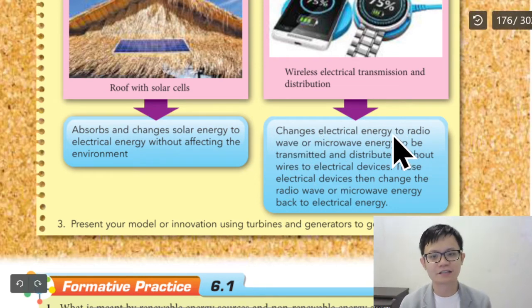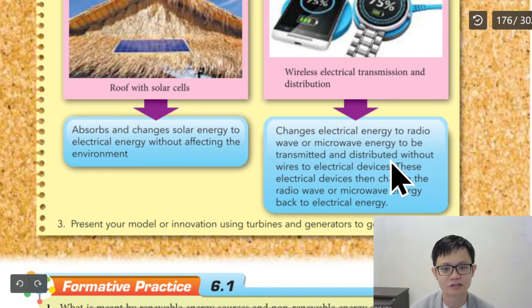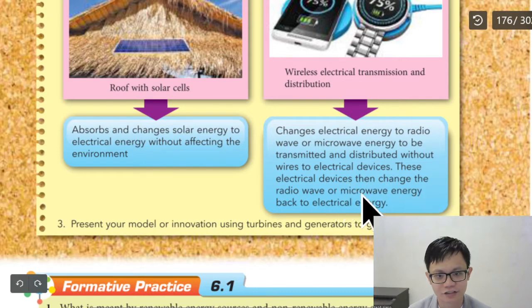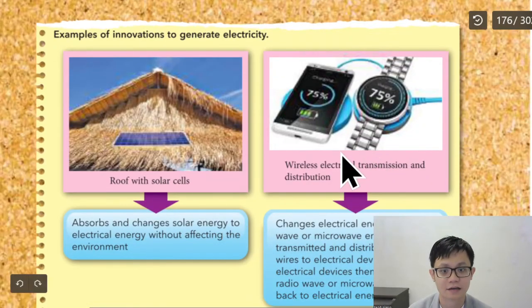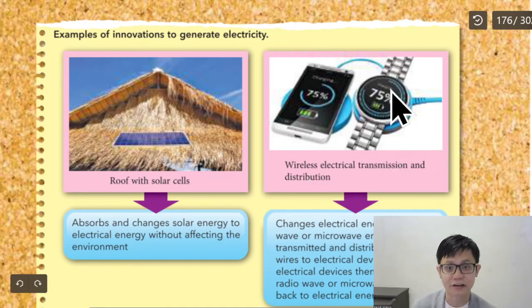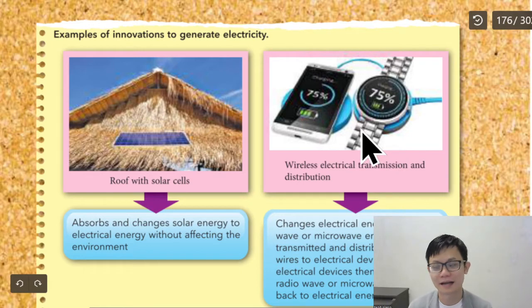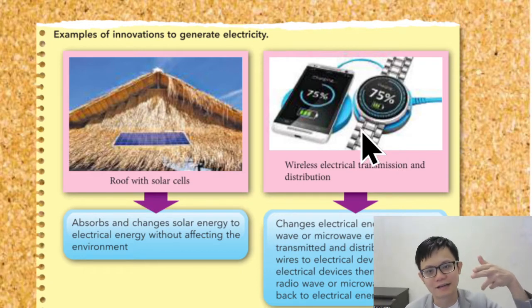It changes electric energy to radio wave or microwave energy to be transmitted and distributed without wire or electric device. This electric device then changes the radio wave and microwave energy back to electric energy. So these are the wireless chargers. If I'm not mistaken, the Tesla car is also like that, correct or not? Last time, with the Tesla car you needed to charge the electricity because you needed to put in the wire.